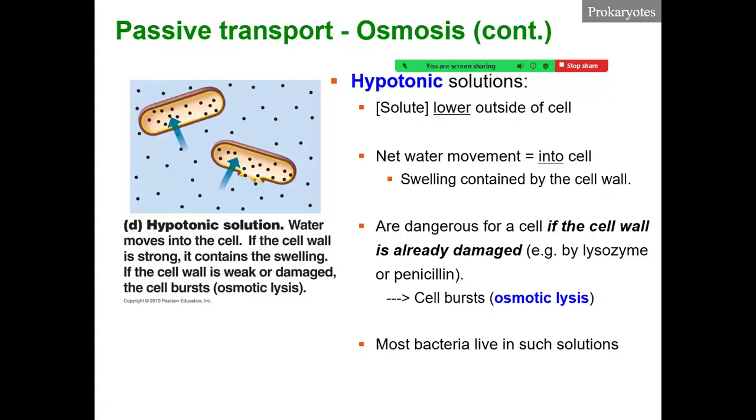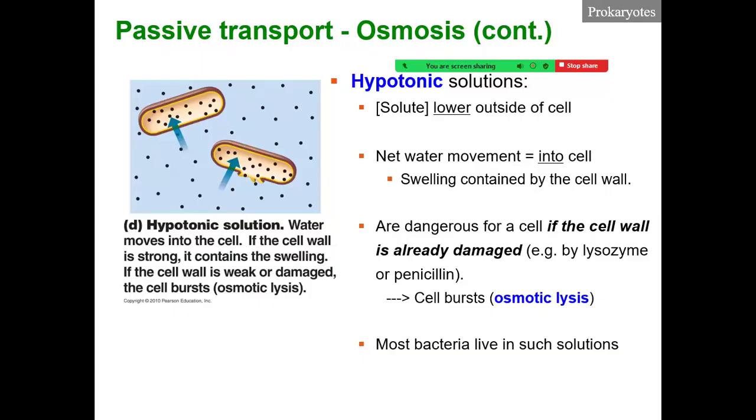Now, if the cell does not have an intact cell wall, or is an animal cell which has no cell wall, then the plasma membrane can expand, more water can move into the cell, the plasma membrane will expand further, more water will move into the cell, the plasma membrane will expand until it bursts, and then that will kill the cell. And that we call osmotic lysis, when water moving into the cell kills the cell by bursting the cell membrane.